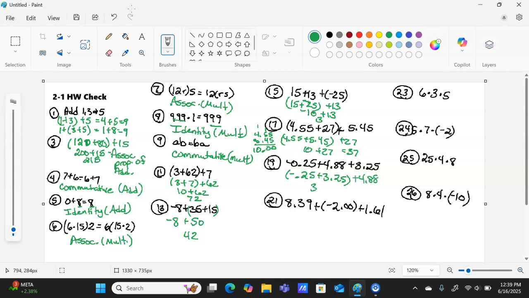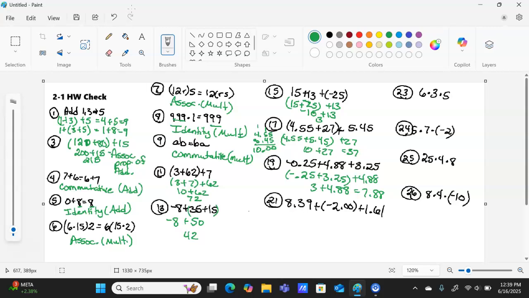That would give me 3, because I would subtract 3 1/4 minus a quarter. If you have $3.25 and you lose a quarter, what do you have left? You have $3. Plus 4.88 would just be 7.88.